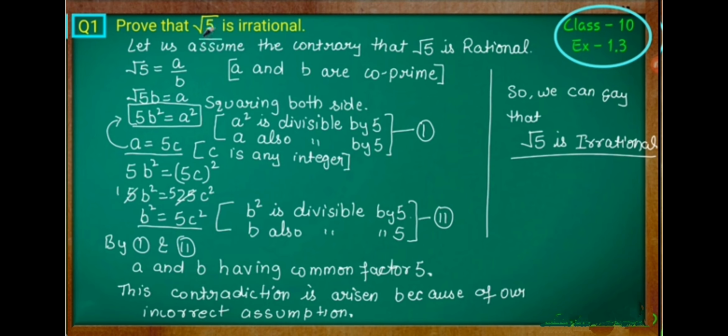Now, by cross multiplication we write square root of 5 into b is equal to a. Now squaring both sides, it will come 5b square is equal to a square. Here students, a square is divisible by 5. We can say that a is also divisible by 5. This is the first statement. Now suppose a is equal to 5c, because a is divisible by 5, where c is any integer.